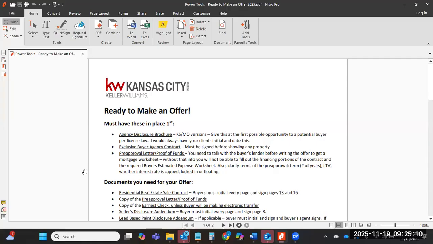And as I tell my buyer, I'm going to do a full market analysis on this property. That is not telling them what to offer on the property. Buyers will ask you, well, what do you think we should offer? You cannot answer that question. Please, please, please don't ever answer that question with a number.